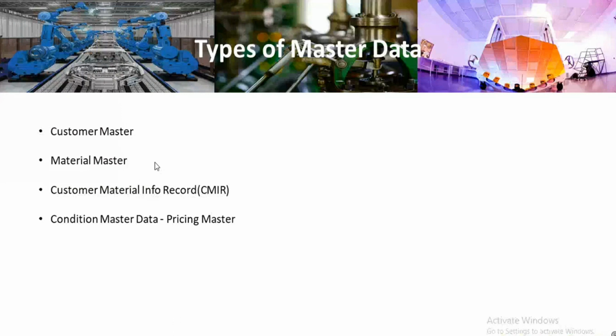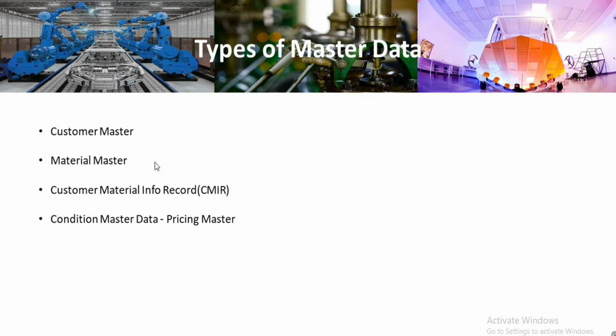And next we will move on to the CMIR, that is customer material info record. We use CMIR for customers placing orders with their own material code. By using CMIR, we assign the customer material number to our material number.